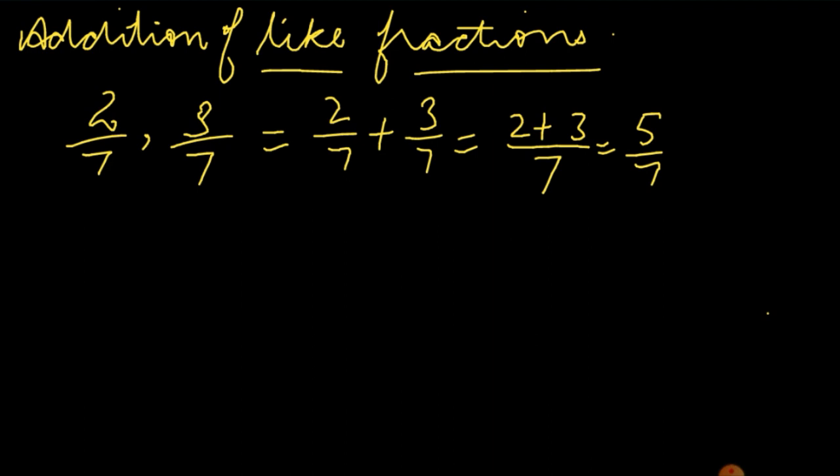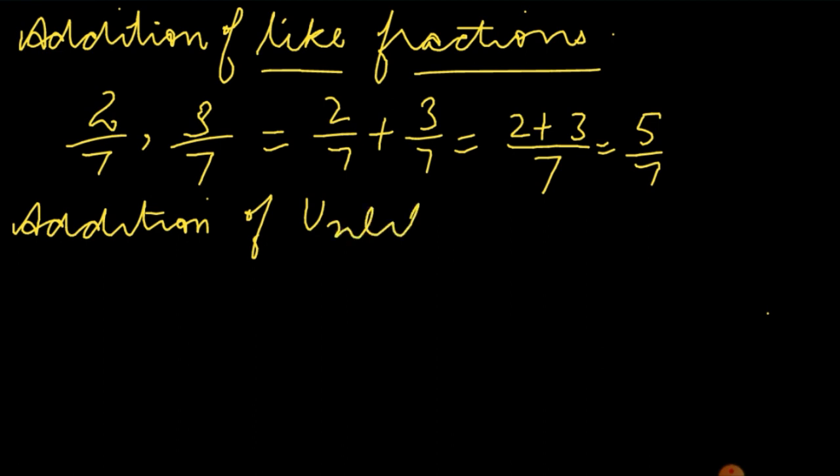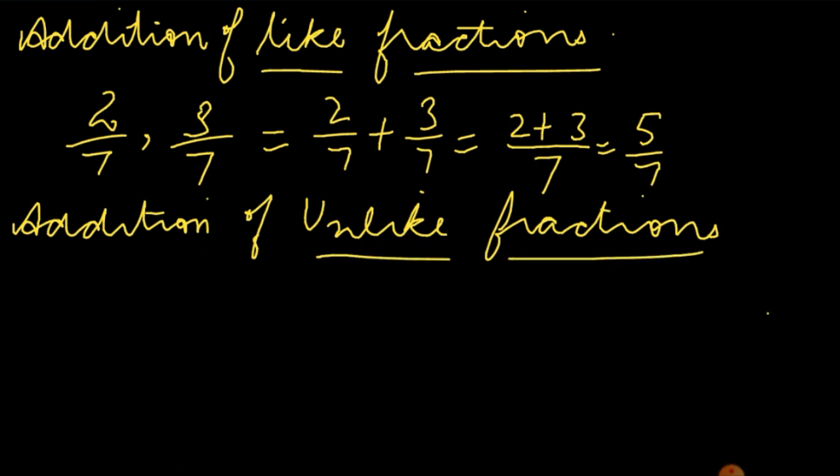But the problem arises when the fractions are unlike fractions. So, addition of unlike fractions. Unlike fractions, as I have told you earlier also, are the fractions with different denominators. Suppose I have taken one fraction 1 by 2, the other one 2 by 3, then the other one is 3 by 4. We have to add these fractions.